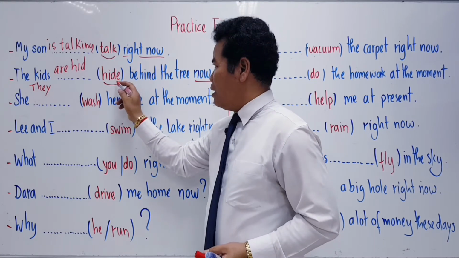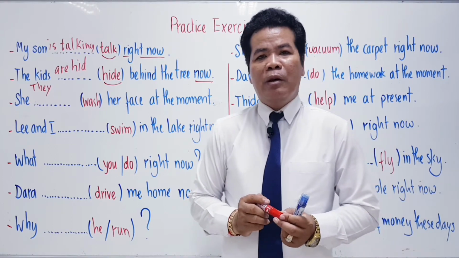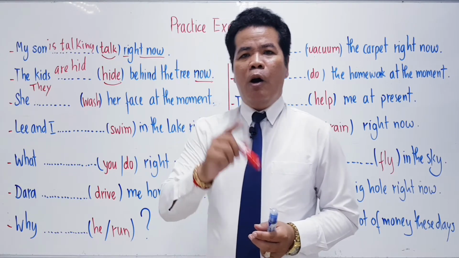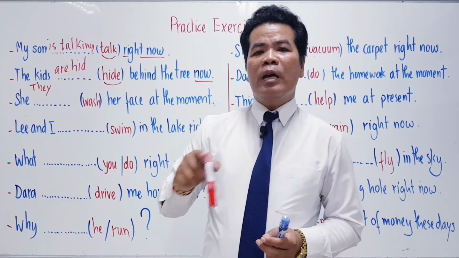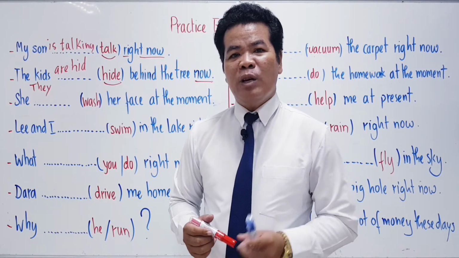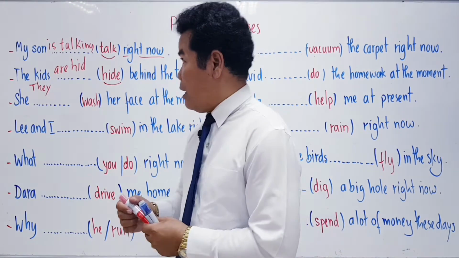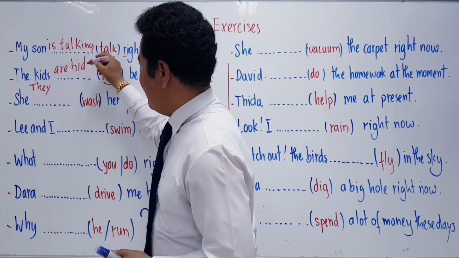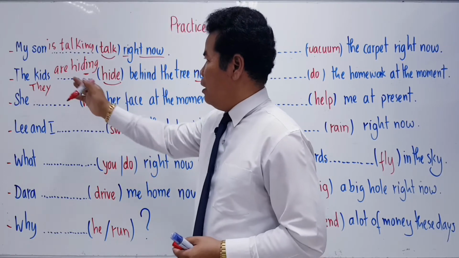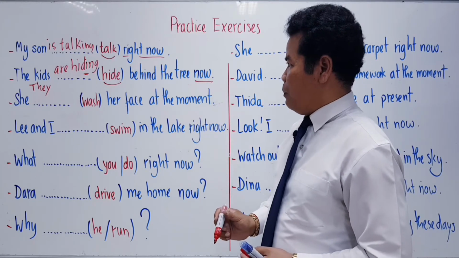Can you see the single E at the end of the verb? As you know about the rule of spelling the ing form, all verbs ending in a single E, before adding ing, we have to drop E or erase E before adding ing. So what do we say now? The kids are hiding. So there is no E here. Understand? The kids are hiding behind the tree now.